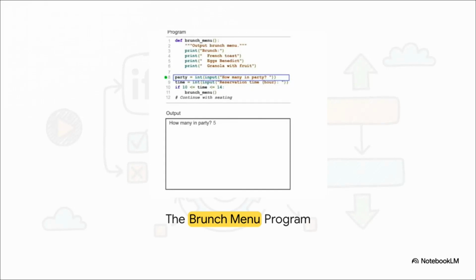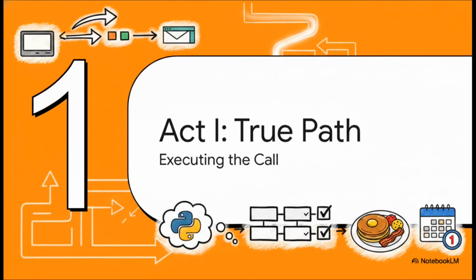Why not line 1? Well, because line 1 is just a function definition. Our actual live control flow begins way down at line 8, which is where the program actually asks the user how many in party. So, Act 1, the true path. Let's do a test run in our visual debugger and watch Python think, step by step, as it processes a completely successful brunch reservation.